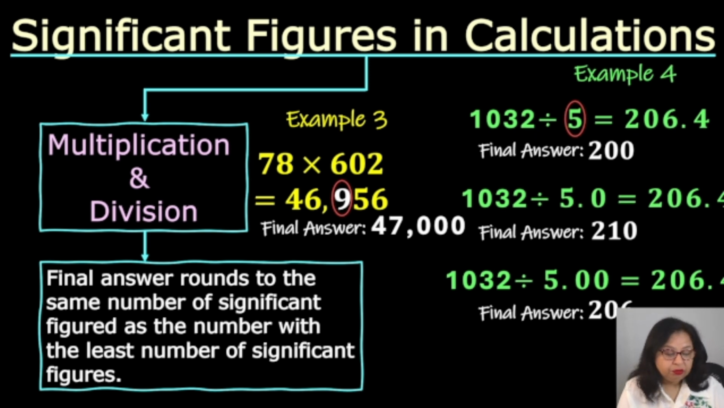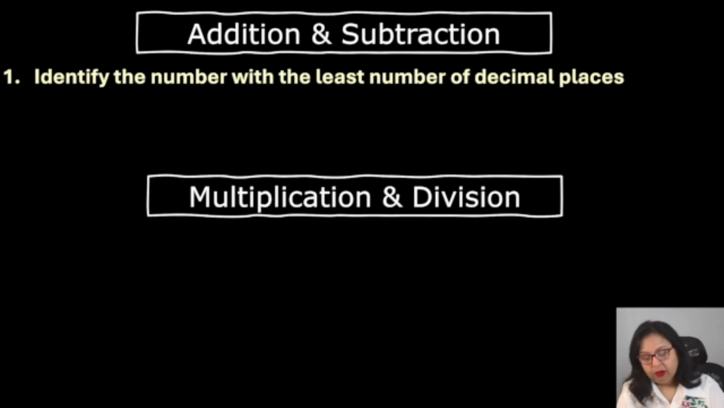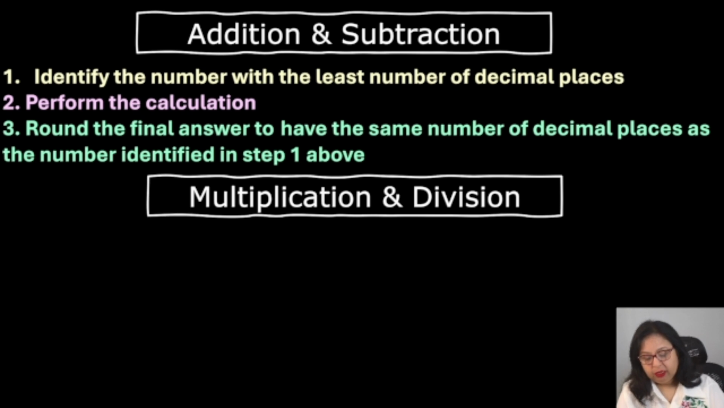So we have gone over one example of rules for significant figures for addition, 1 for subtraction, 1 for multiplication, and 3 over here for division. Before we move on to more examples for these rules, let's quickly look at the rules one more time. For addition and subtraction, identify the number with the least number of decimal places. Perform the calculation. Lastly, round off the final answer to the same number of decimal places as the number identified in step 1 above. And in step 1, we identified the number with the least number of decimal places, which means the number with the fewest digits after the decimal. So these are the rules for significant figures for addition and subtraction.